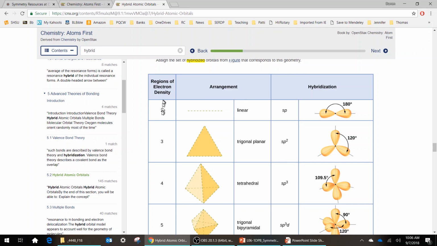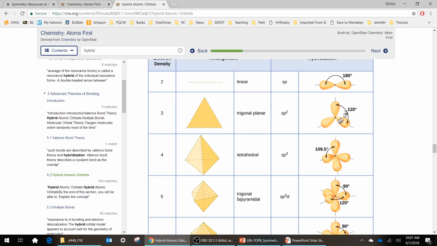And so you have the regions of electron density. If there's 2, it's linear. 3, it's trigonal planar. Now these are the electronic structures. This is the electron cloud around that central atom. But like in water, there's 4 electron domains around that oxygen, 2 lone pairs and 2 bonds. And so you put hydrogen on each of those 2. And so it's not a tetrahedral structure for water. It's a bent structure.